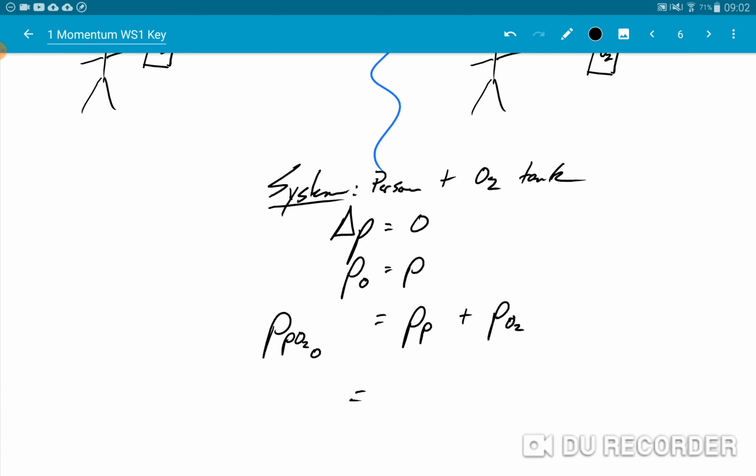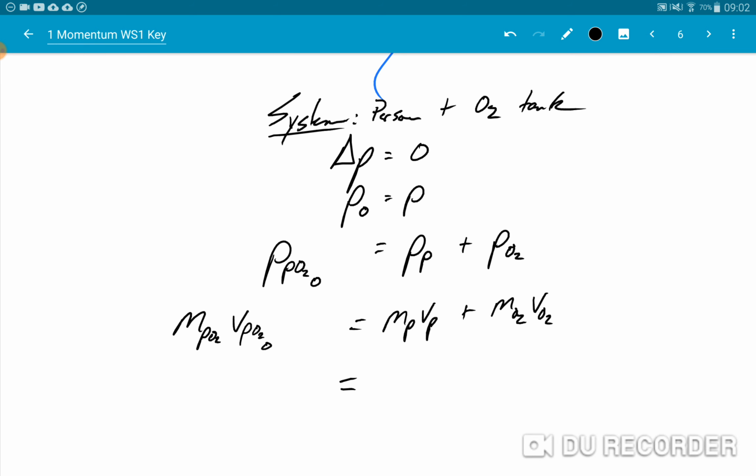So let's see if we can expand this out. That's the mass of the person and O2 tank at the beginning. Well, that's going to be the mass the whole time. We're assuming the mass isn't changing. And the velocity of the person and O2 tank at the beginning. And similarly over here, that's the mass of the person times the velocity of that person, plus the mass of the O2 tank times the velocity of that O2 tank.